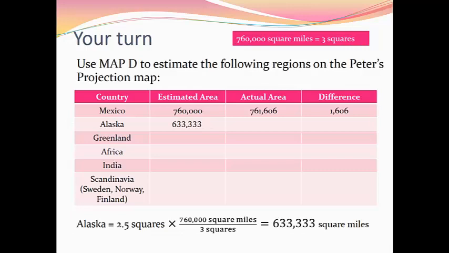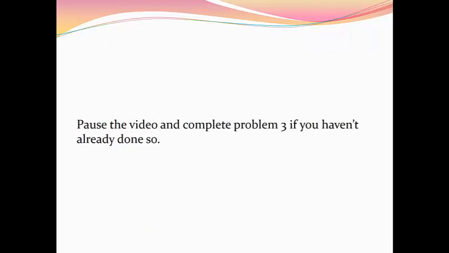So you're going to repeat the same activity with Greenland, Africa, India, and Scandinavia. Estimate their areas using the Peters projection map. Compare that to the actual area that Google gave you, take the difference, and see how well you did this time. What are the differences between the Mercator map and the Peters projection map? Which do you feel is giving you a more accurate estimate on the area? Okay, so you should now pause the video and complete problem 3 if you haven't already done so, and then come on back.